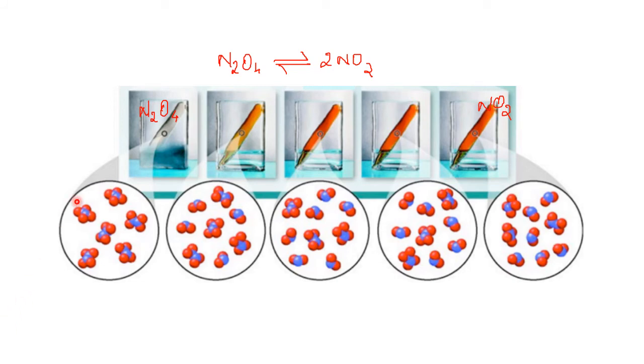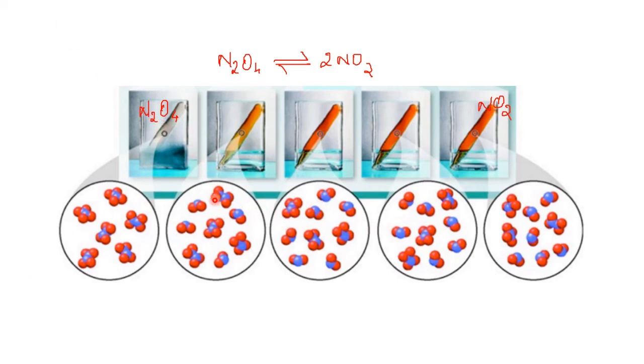So here, this test tube has a colorless gas. This is N2O4, which is colorless, and here we have NO2, which is a reddish brown gas. So now let's try to understand the concept of equilibrium with this particular reaction.